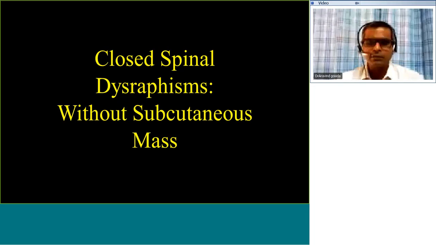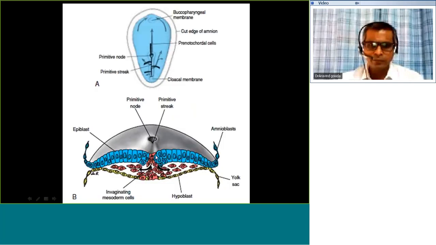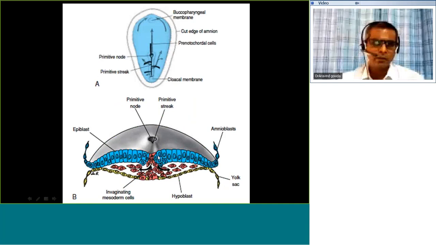Before starting this class, I want to just refresh on the embryology part because the embryology is the base to understand all these abnormalities. So this is the zygote when it gets implanted to the syncytial trophoblast. There will be a double layered epiblastic and hypoblastic zygote, which will be covered by the amnion, and this is the yolk sac. Then the process of gastrulation starts, that is the conversion of the bilaminar disc to the trilaminar disc.